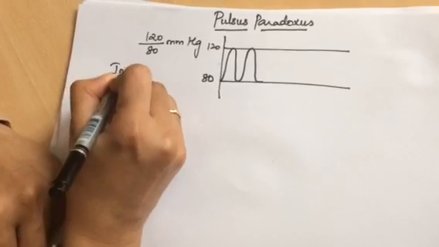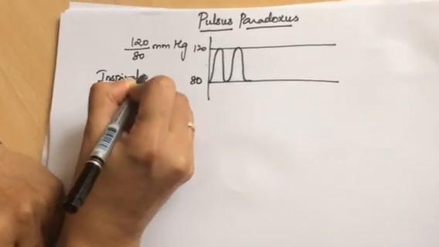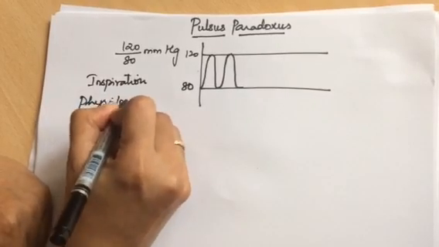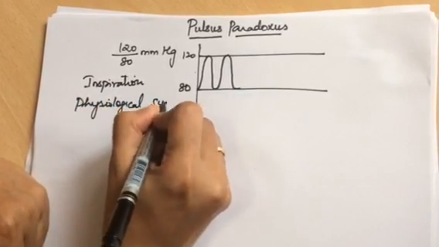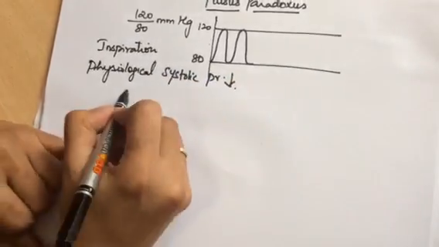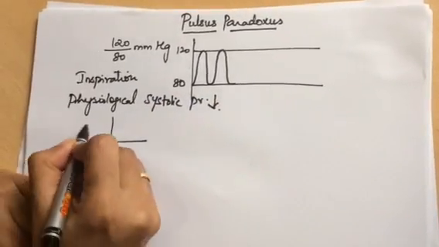But during inspiration, there is a physiological drop in the systolic blood pressure. Let us look into the mechanism that leads to this drop.